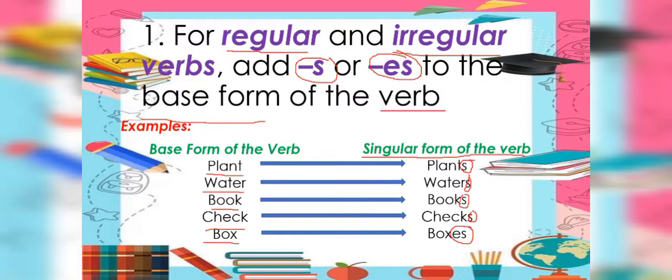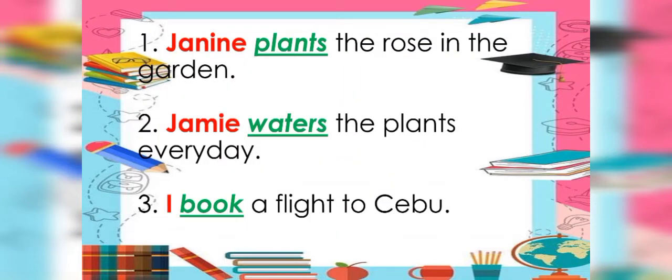Remember, class, that if the verb ends with x, always add es to the end of the verb. Don't add s because it is wrong. We have here examples. Now, let us study those examples.